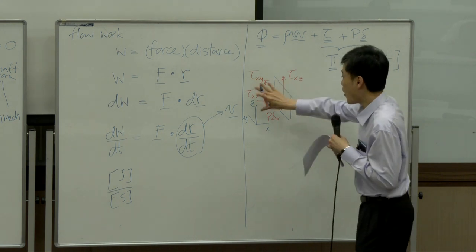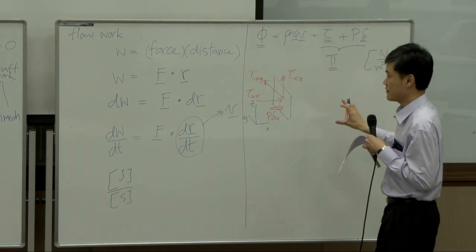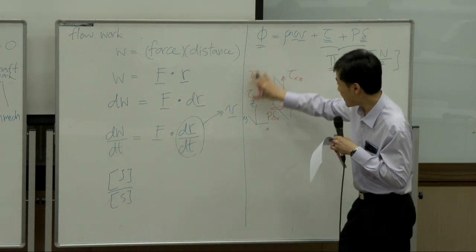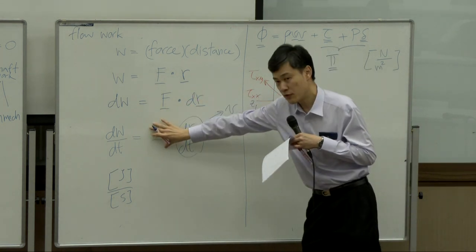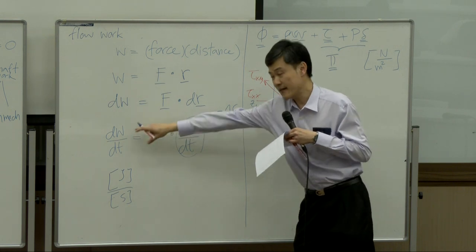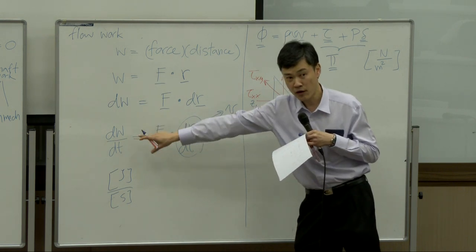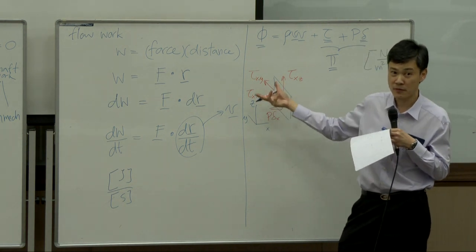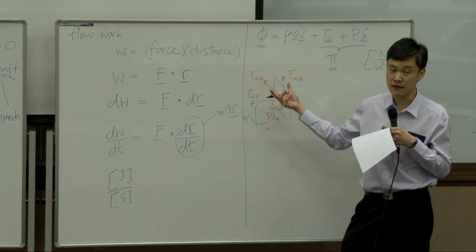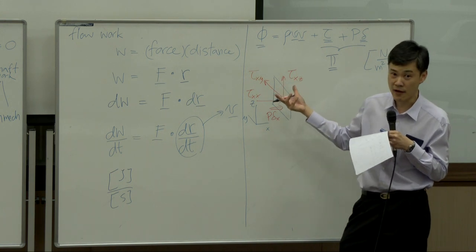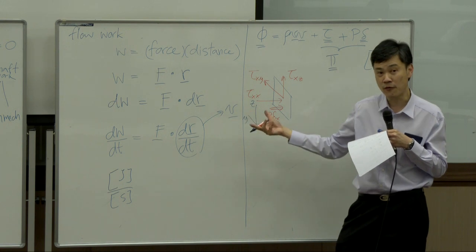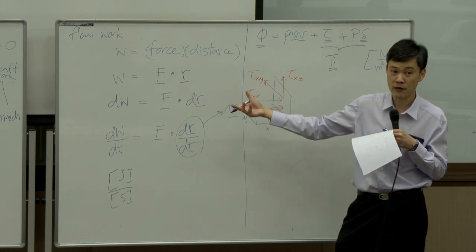If all these forces are related to work, and I combine all these forces, we can calculate work. Work would be done by this force, and the force appears because of the flow of the liquid itself. So this work is the work associated with the flow. That's why it's called flow work.